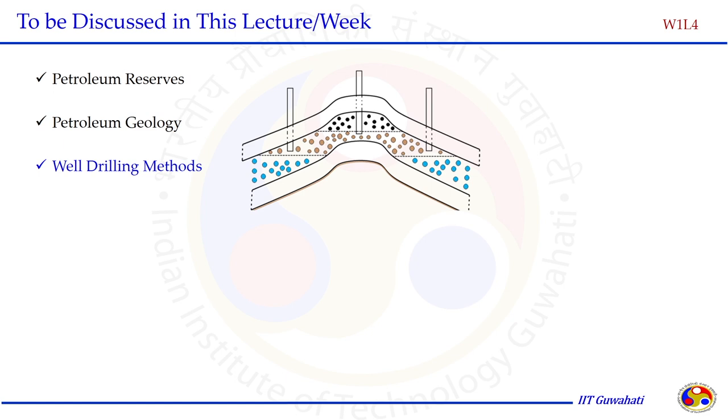In this lecture of week 1, that is lecture number 4, we are going to discuss the well drilling methods. In the earlier lecture, we discussed the petroleum reserves and petroleum geology. It means how to identify the location where the drilling should be performed to get the potential reserves of oil and gas, or drilling the well that can produce the reservoir fluid in an economical manner.